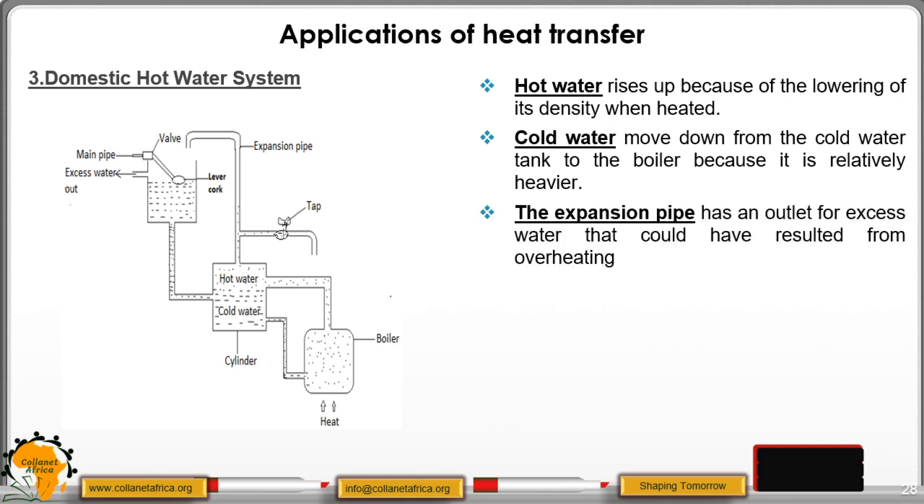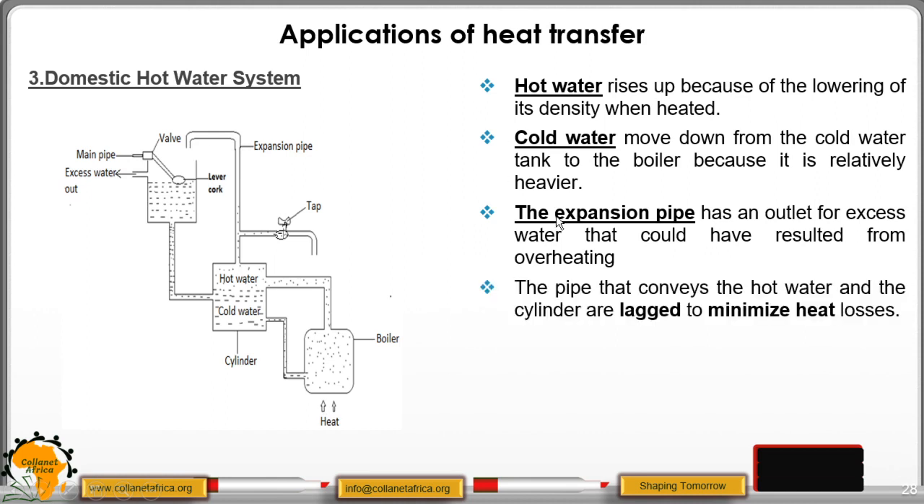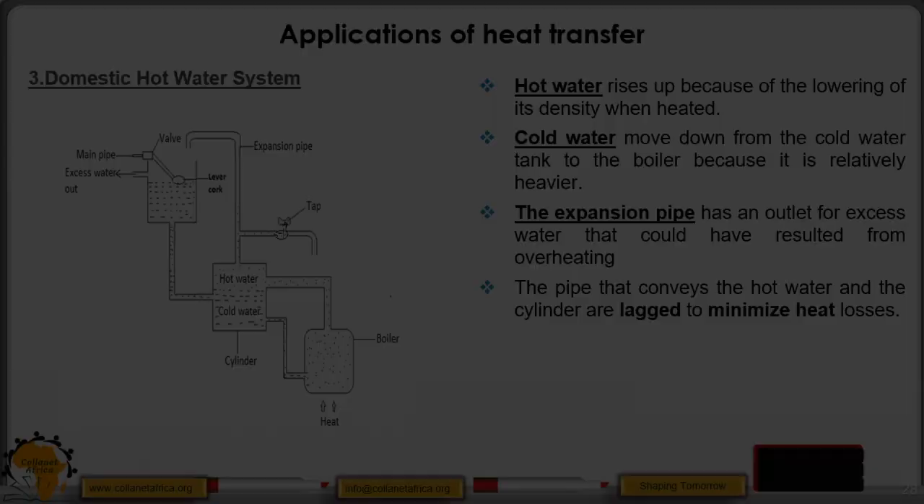As you can see in our expansion pipe, there is an outlet. And this one is just there to ensure that if there is overheating, you can be able to get the excess water from this pipe. Then we move to the material, the pipe that conveys the hot water and the cylinder. We say that they are lagged. Remember, we have said that this means covering with an insulator. This will minimize heat losses from our water.